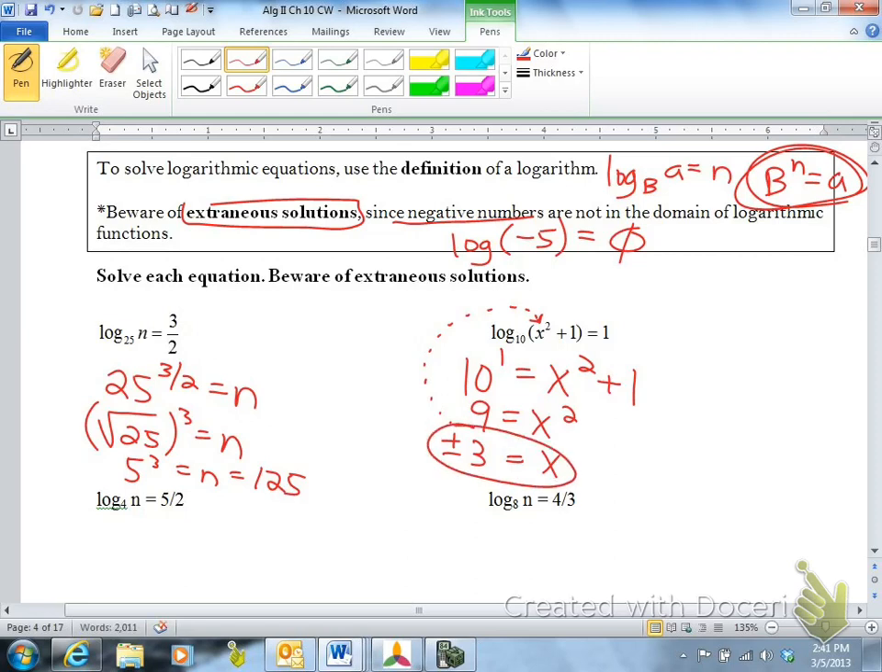Negative 3 is not extraneous, because when you plug it in, you'd get log base 10 of 10. Negative 3 squared plus 1 is 10, and 10 is positive. Okay, so how about you pause this video and see if you can do the next 3 questions.